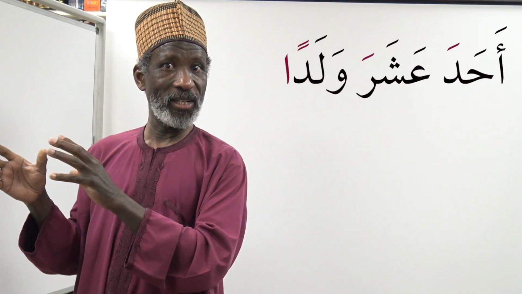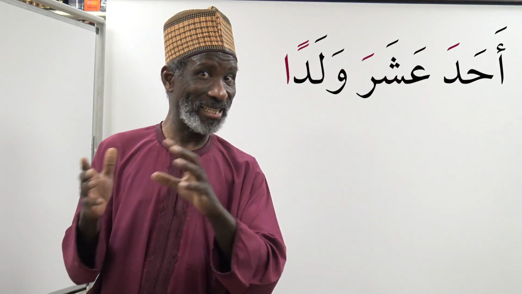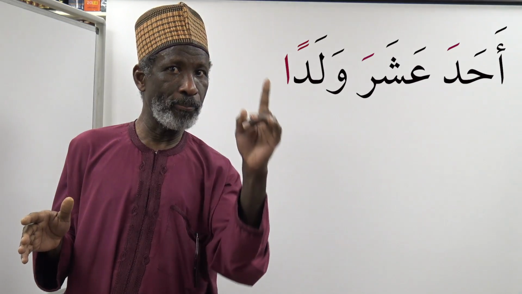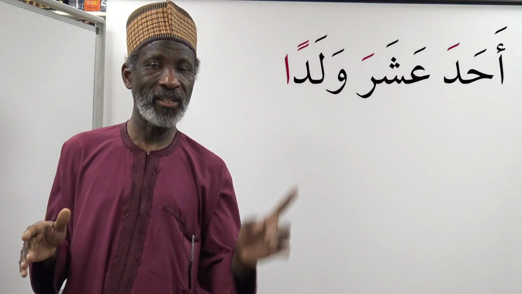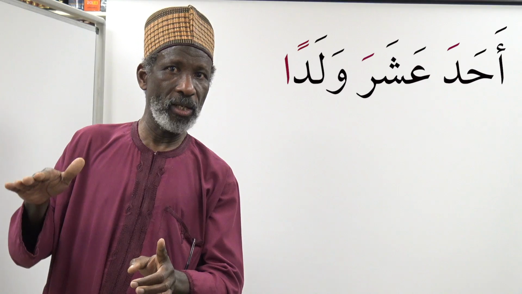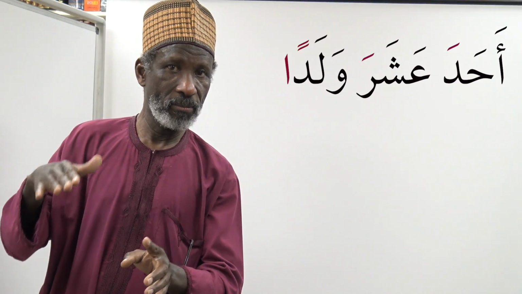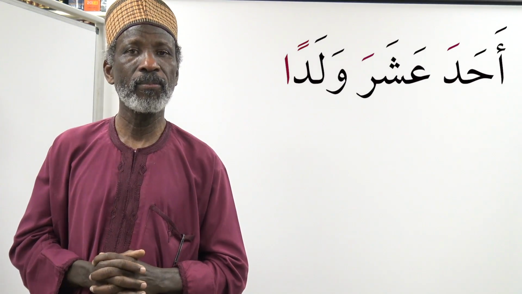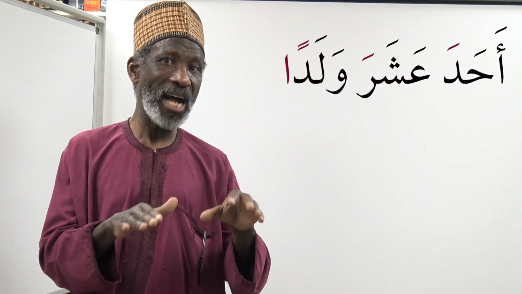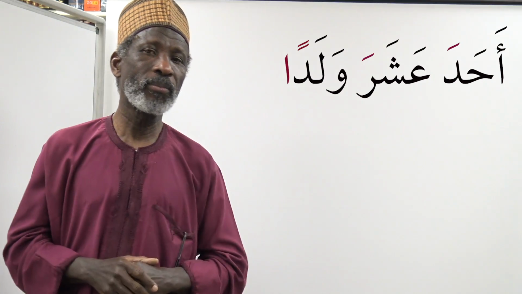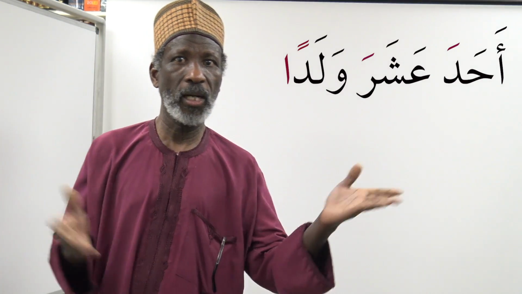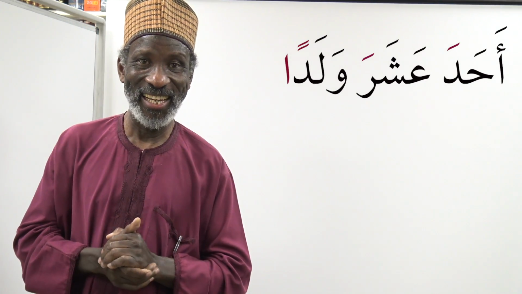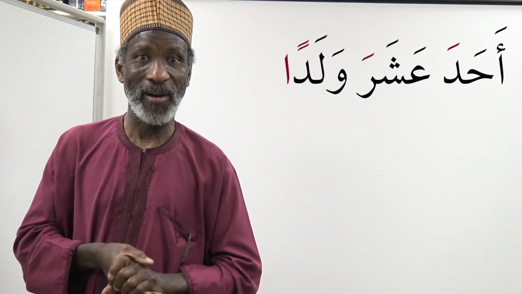Remember when we are counting 3, 4, 5, 6, 7, 8, 9, 10 as standalone numbers? Our noun being counted is in plural format: awladin, banatin. But once you want to reach 11, the noun being counted now becomes singular, but with 2 fatha. So ahada, ashara, waladan, and all of them have fatha, fatha, fatha. That's the rules governing the al-adad al-murakkaba.